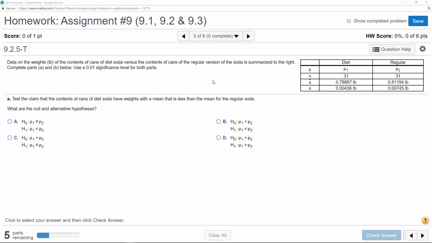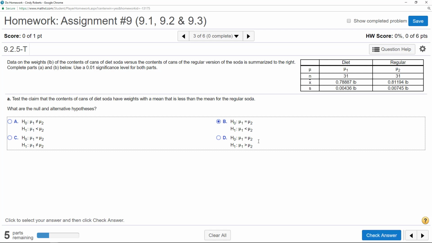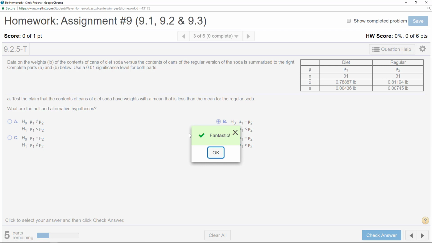Okay, we are given some information on the contents of diet soda over here, and I want to test the claim that the contents of cans of diet soda have weights with a mean that is less than the regular soda. So I know that I want my alternative to be less than. My null is always equal to. Okay, so I know it's going to be that one.